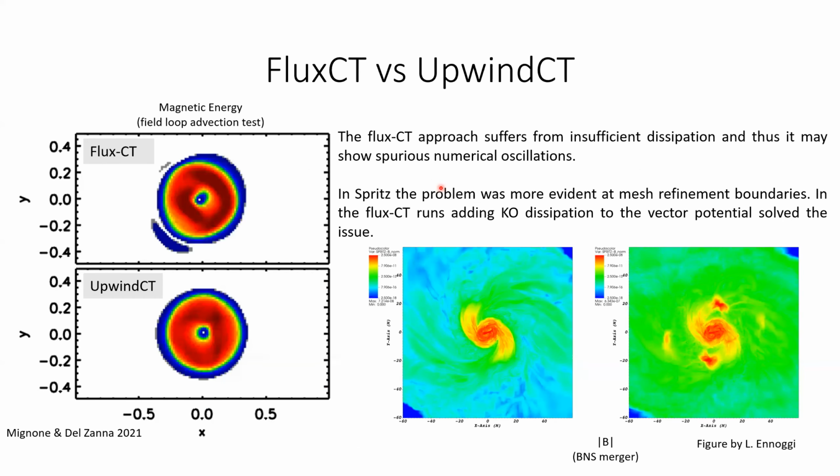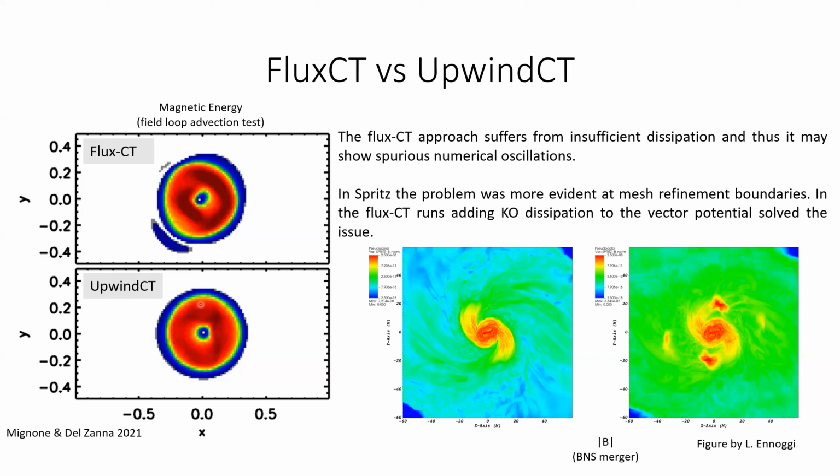Why did we do that? Well, already, if you look at the paper by Mignone and Del Zanna, there is some evidence that the flux CT approach can sometimes suffer from the presence of spurious numerical oscillations. For example, the plot you have on the left is from the paper of Mignone and Del Zanna, where they show the magnetic energy on the equatorial plane for the field loop advection test. On the top, you have the flux CT approach, and on the bottom, you have the upwind CT approach. And you can see that in the flux CT approach, there is some spurious magnetic field in the field zone, while the upwind CT doesn't seem to present any kind of spurious magnetic field.